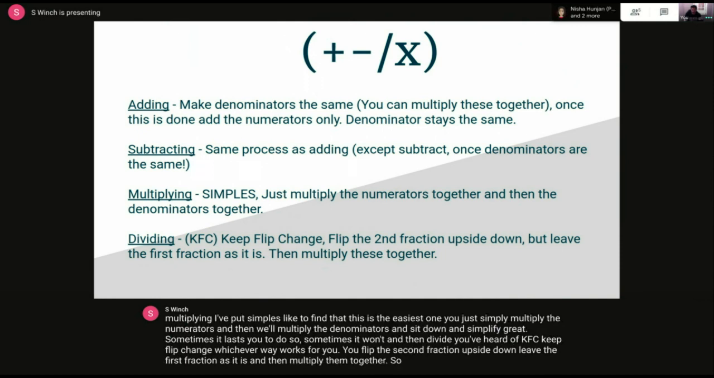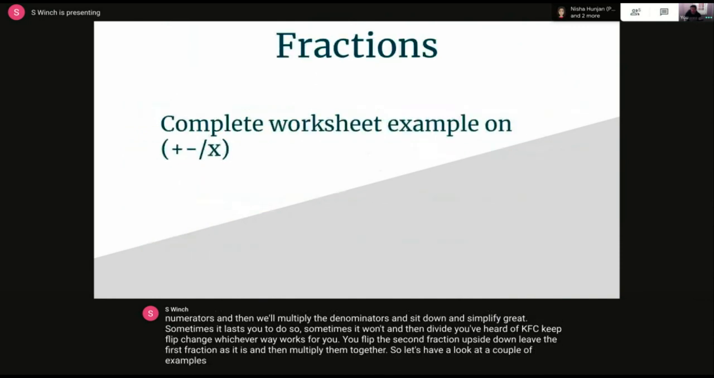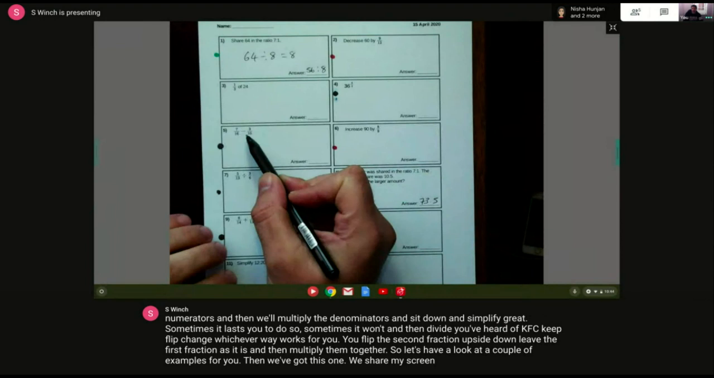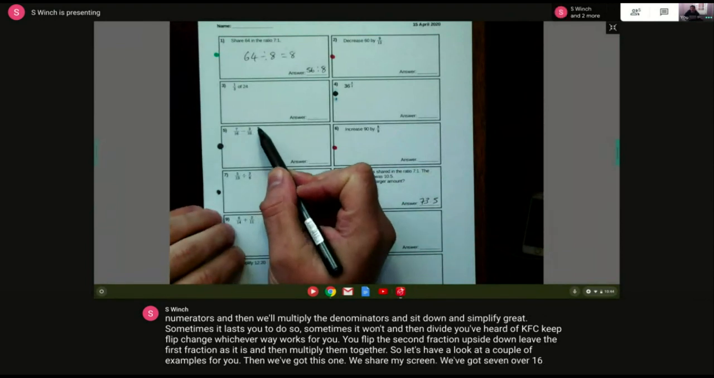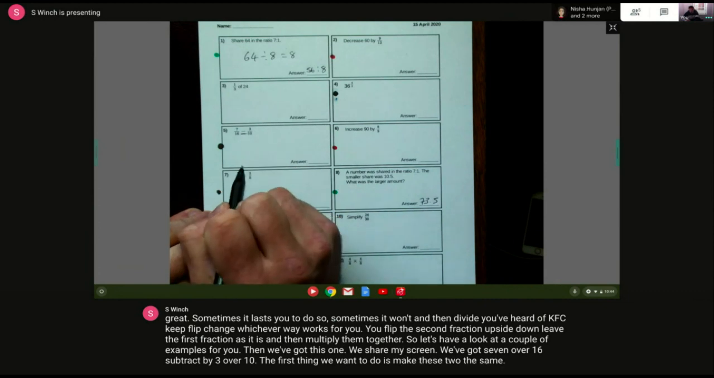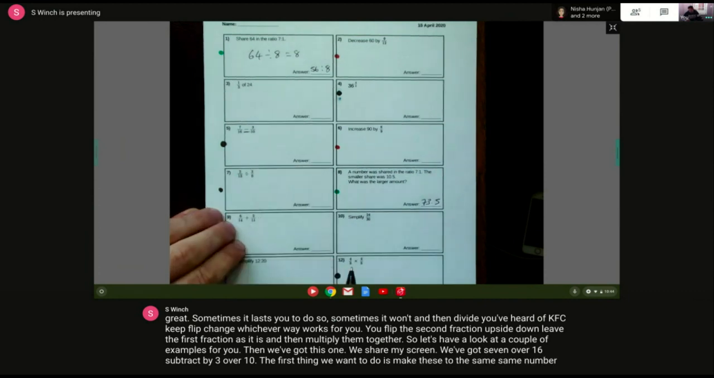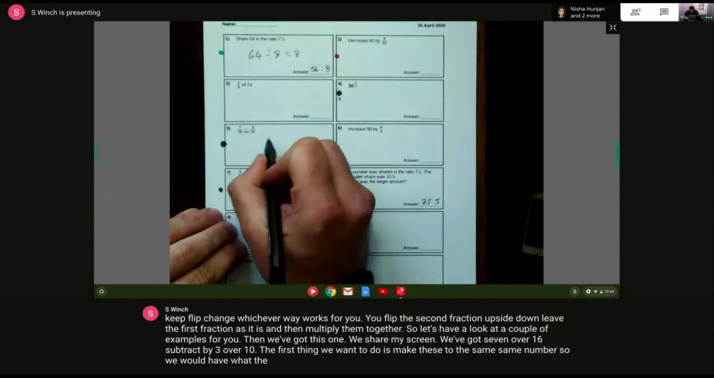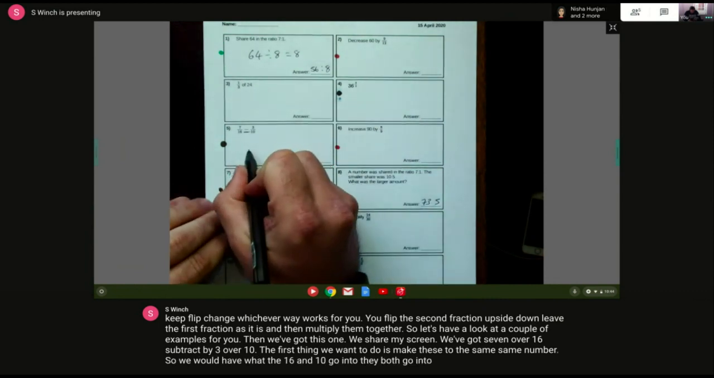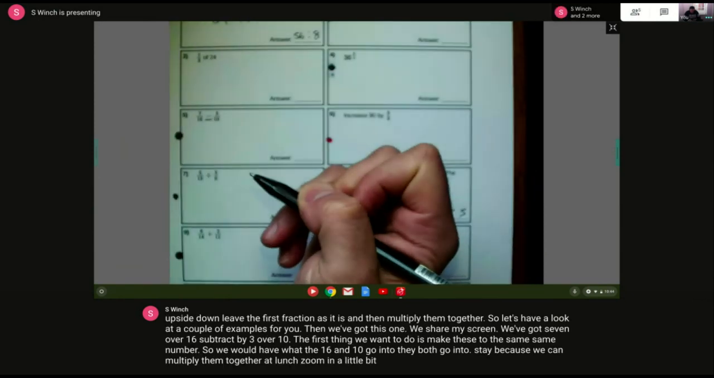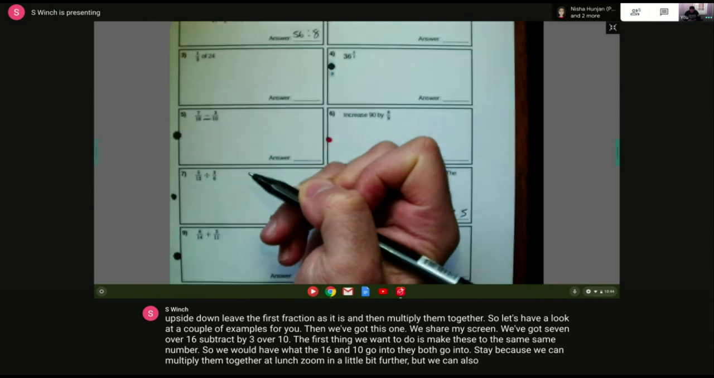So let's have a look at a couple of examples for you then. We've got this one, share my screen. We've got 7 over 16 subtract 3 over 10. The first thing we want to do is make these the same number. What does 16 and 10 go into? They both go into 160 because we can multiply them together. But let me just zoom in a little bit for you there. But they can also go into 80.